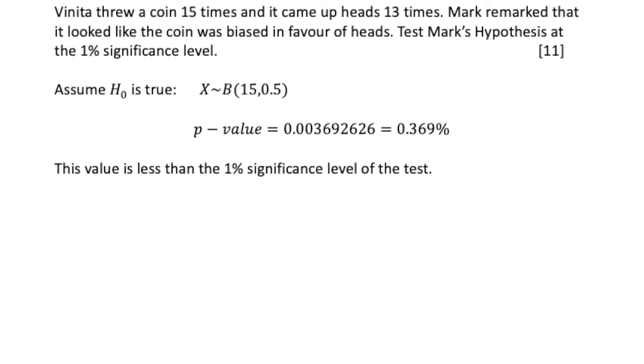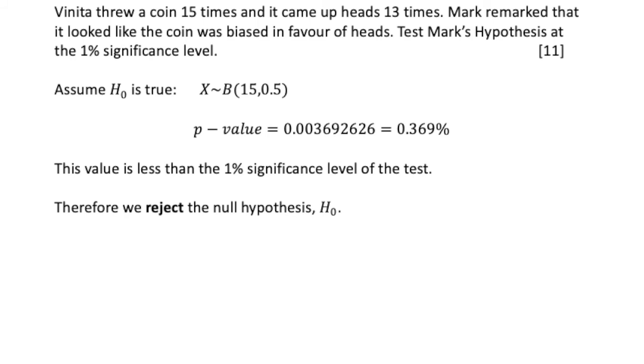So this leads us to reject the null hypothesis. What we're saying is it's very unlikely that we would get 13 or more heads if we throw this coin 15 times, assuming it's a fair coin. That probability is very unlikely. It's less than 1%. So we don't accept the null hypothesis, and the key word to use here is reject. We reject the null hypothesis.